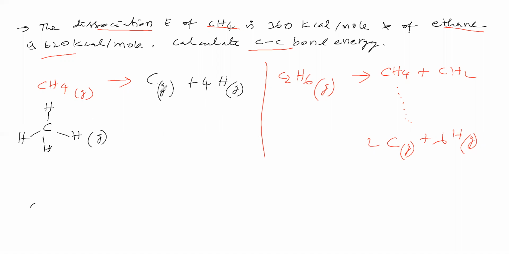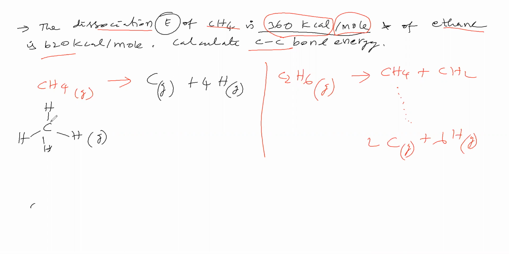This process we can call a dissociation. It is not wrong. For this dissociation, what is the energy required? It is 360 kilocalories per mole. So for 1 mole of methane to undergo dissociation, this much energy is required. So 1 mole of methane undergoes dissociation by taking 360 kilocalories of energy.